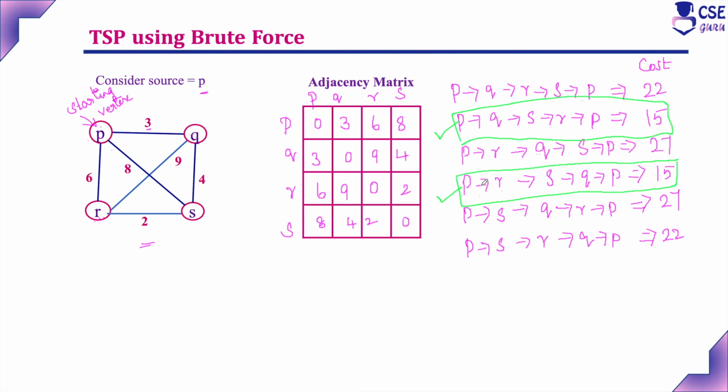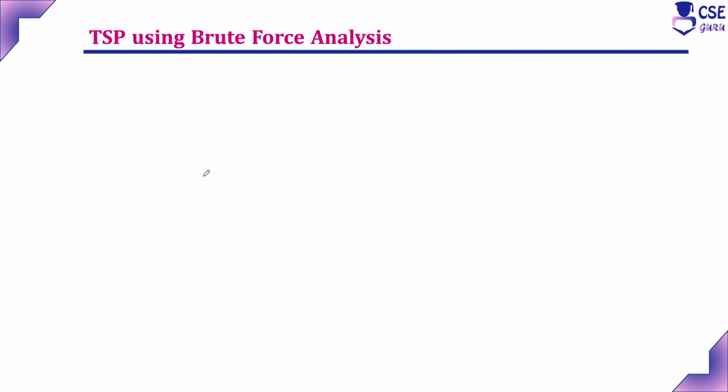So this is nothing but the traveling salesman problem using the brute force approach. And what is the time complexity using this brute force approach? In this brute force approach, we have to consider all the possible routes. Suppose n is equal to 2, that is, the number of vertices is 2, A and B. Here only one route will exist, that is A to B, B to A.